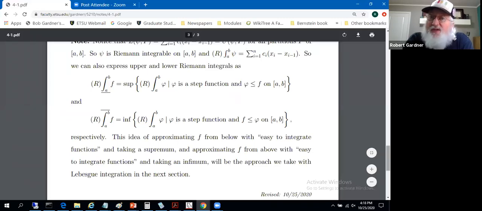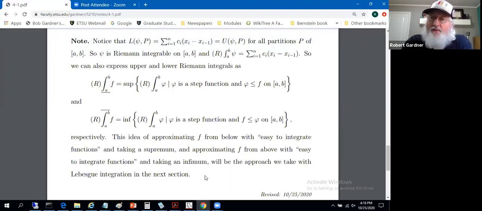And then we'll take sups and infs over elements of that class of functions. Similar to what we did here. So instead of talking about sups and infs of Darboux sums, we'll talk about sups and infs of integrals of step functions. And here's the definition, if you want to start from scratch: here's the definition of the Riemann integral for simple function psi. So we'll do that kind of thing in Lebesgue.